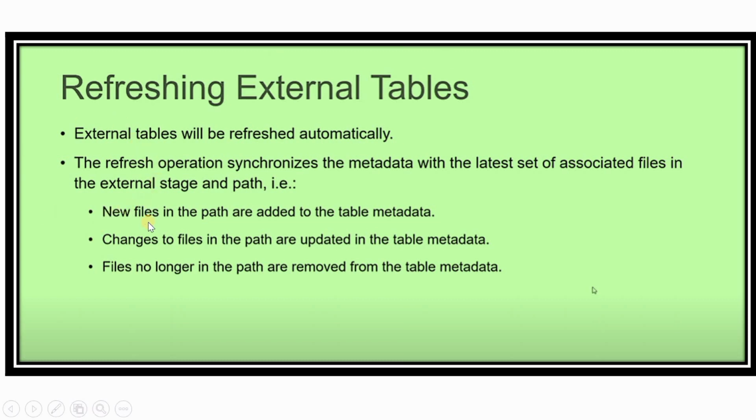Suppose new files in the path are added to the table metadata. Suppose you have one file in your external stage, and then you upload 2 or 3 more files. That's why new files will also be added to the table whenever you upload them. Then it will refresh and show that metadata in the external table. Changes to the file in the path are updated in the table metadata, and files no longer in the path are removed from the table metadata.